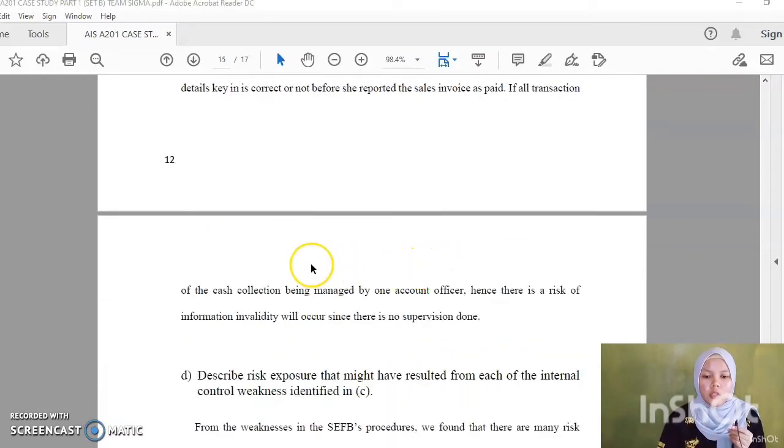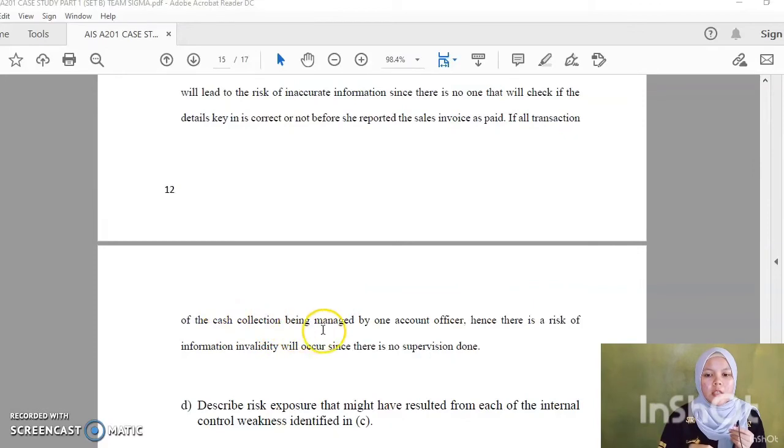If all transactions of the cash collection are managed by one account officer, there is a risk that information invalidity will occur since there is no supervision done. Okay, that's all from me. Thank you.